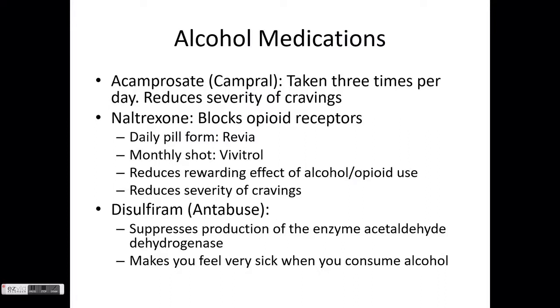Naltrexone comes in two forms, Revia or Vivitrol. Revia is a daily pill, so just once a day, a little better. And Vivitrol is a shot that you can get once a month.